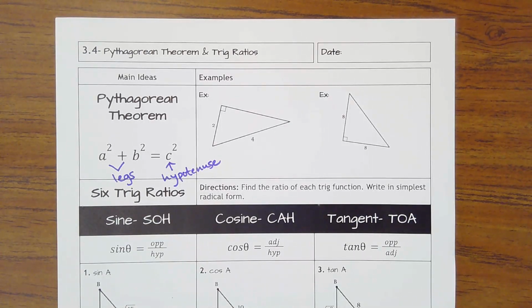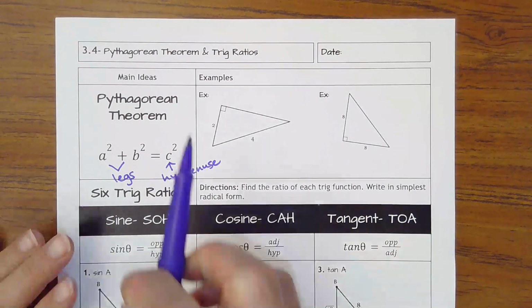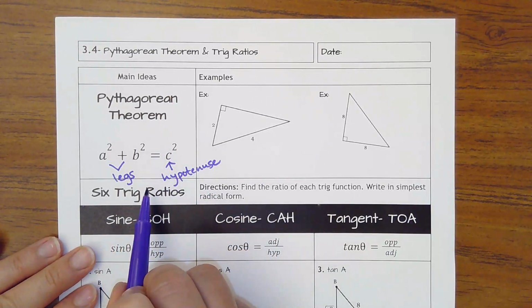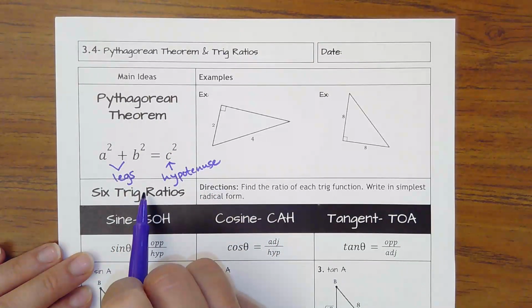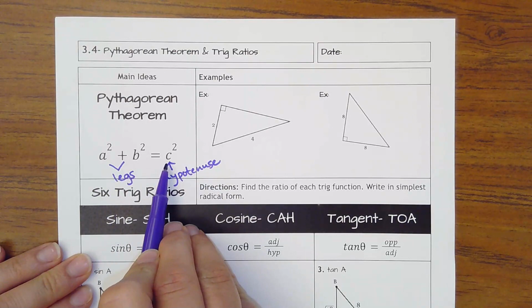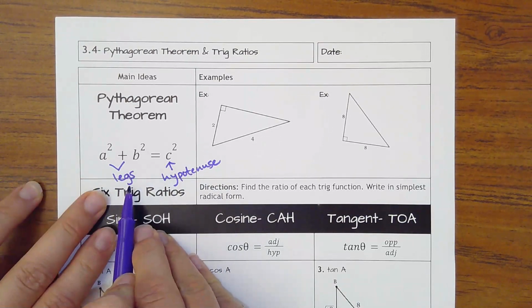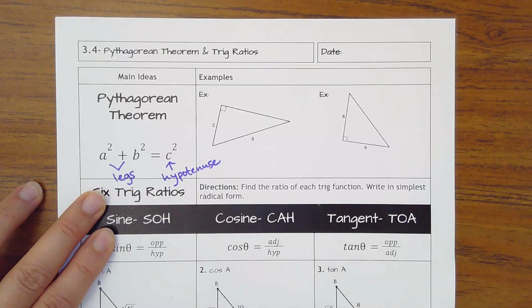Lesson 3.4 is Pythagorean theorem and trig ratios. Hopefully you remember the Pythagorean theorem finds a missing leg of a right triangle. It's a squared plus b squared equals c squared. The a and the b come from the legs of the right triangle, whereas c is the hypotenuse.